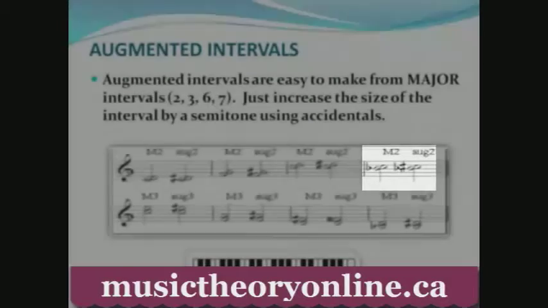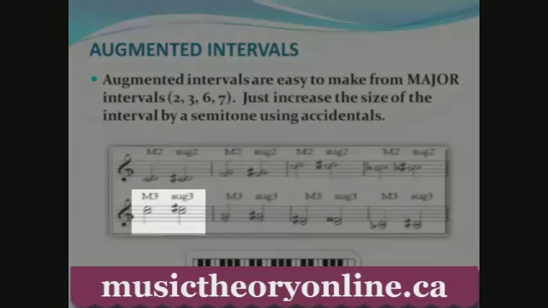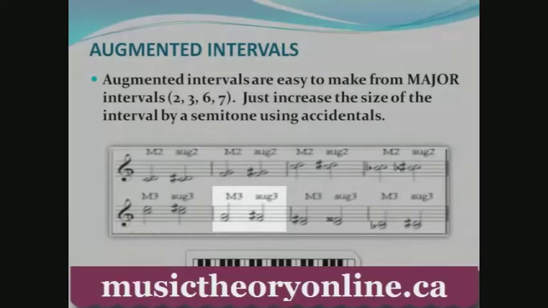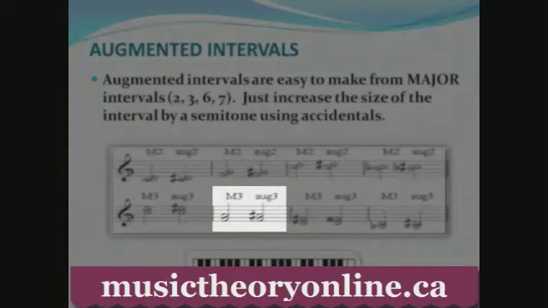C to E sharp is an augmented third because E is raised by a chromatic semitone to E sharp. F to A is a major third. By raising A to A sharp, we've increased the size of the interval and it's become an augmented third.